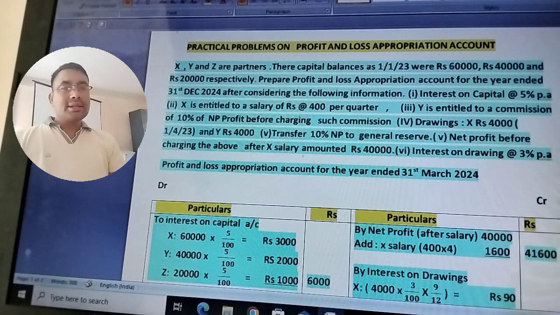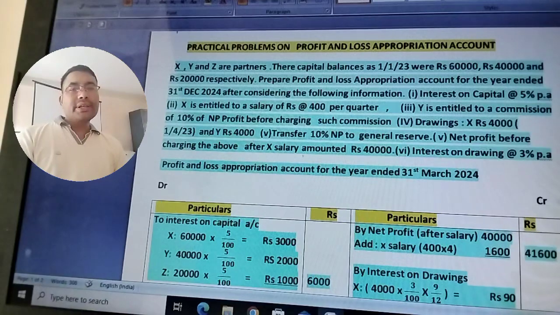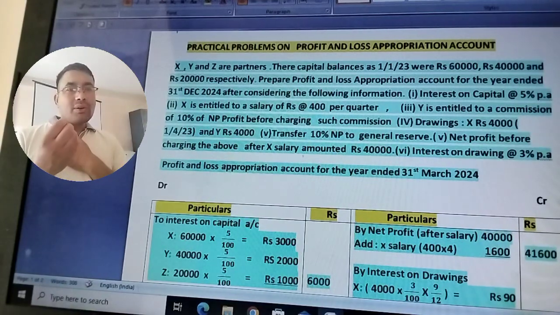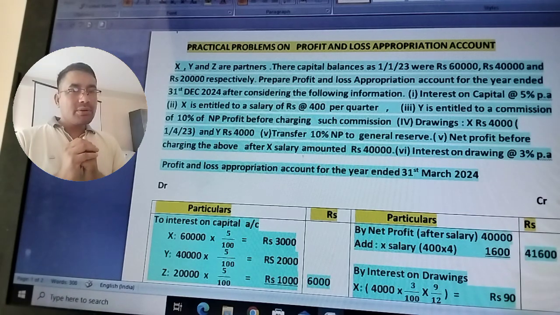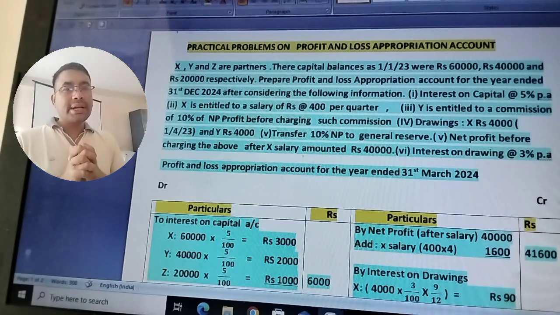Drawings: X 4000, but the date is given, 1/4/23. Here the date of drawing is given. X has withdrawn 4000 on 1st April 23. So if you count from 1st April to 31st December, you'll get 9 months. So here the date of drawings is given, so we have to count the number of months in order to calculate the interest on drawings. So you have to calculate interest on X's drawings for 9 months.